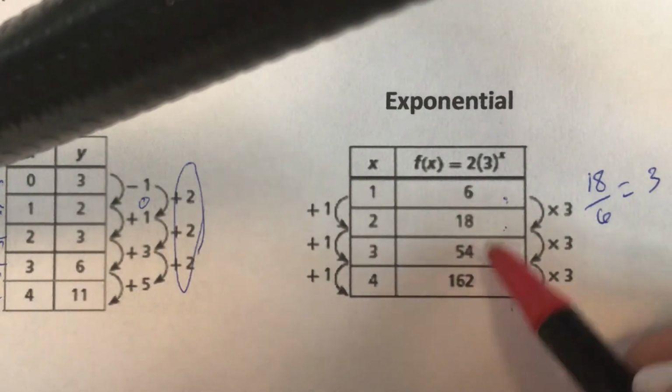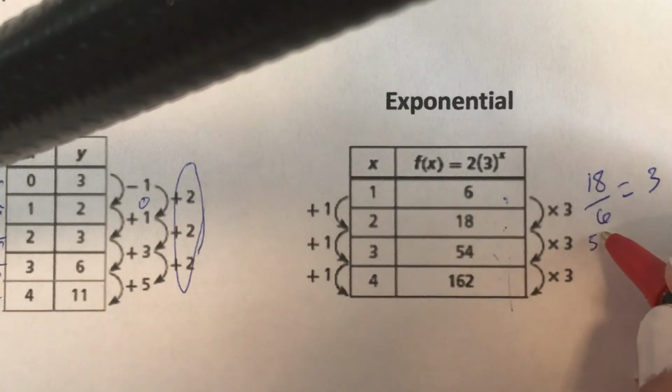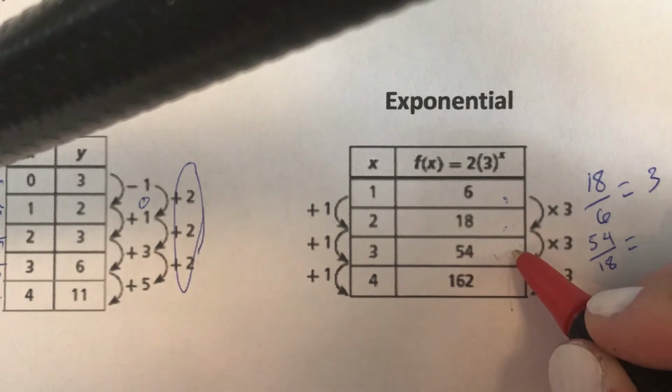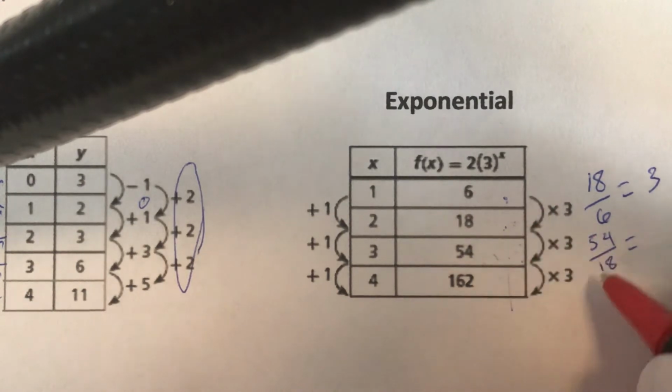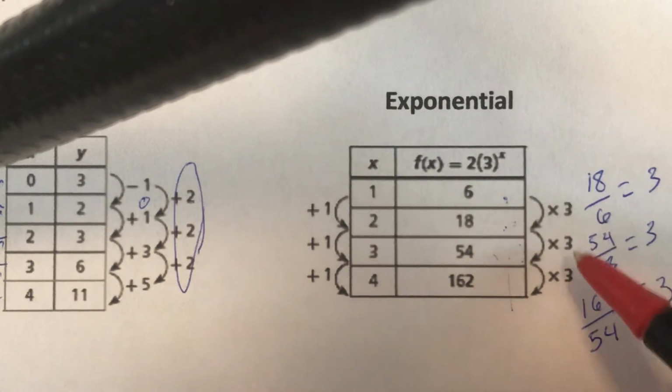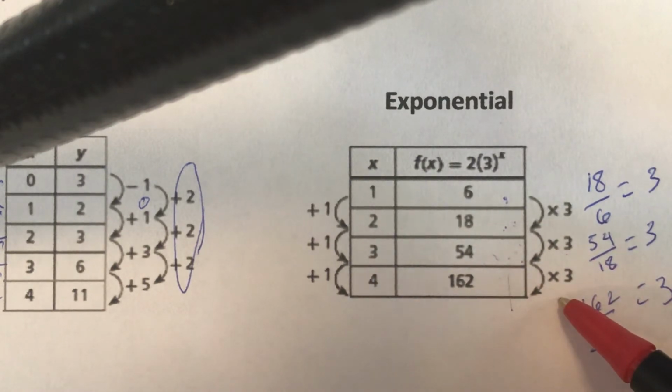Okay, then 54, I could do 54 divided by 18. So I'm just taking the one before and dividing it by the one, or taking the one after and dividing by the one before. So 54 divided by 18 gives me 3. And then if I do 162 divided by 54, that'll give me 3. So that's kind of where these times 3 are coming from.